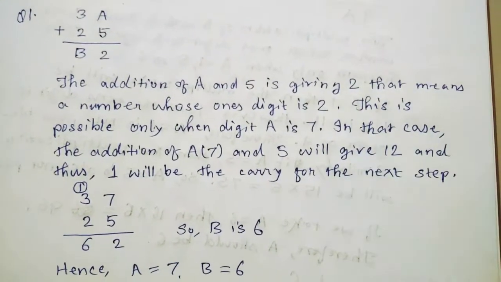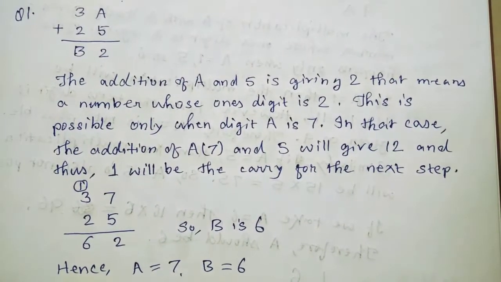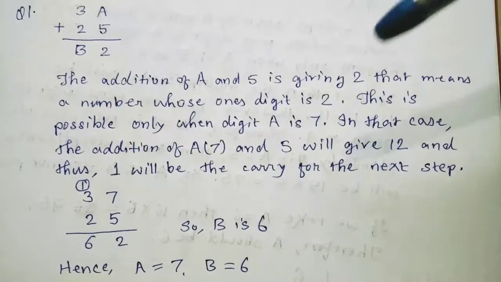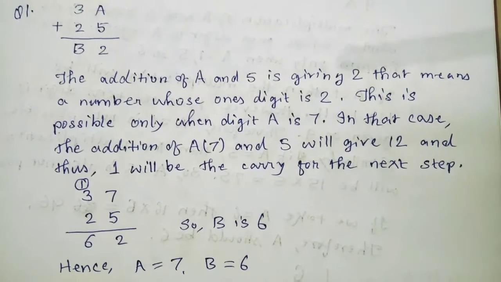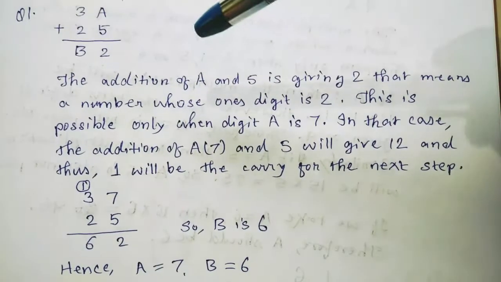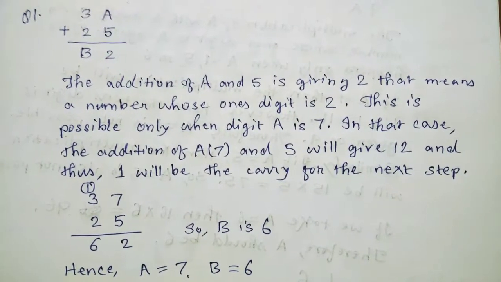Understood students? In this way you have to write all the steps, all the reasons, how it is solving, how you are finding the value. Understood? So it's very easy, first question. Now next, question number 2.